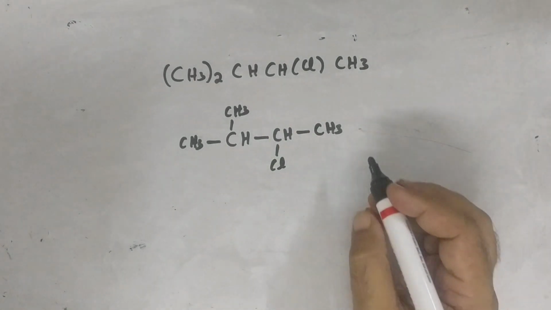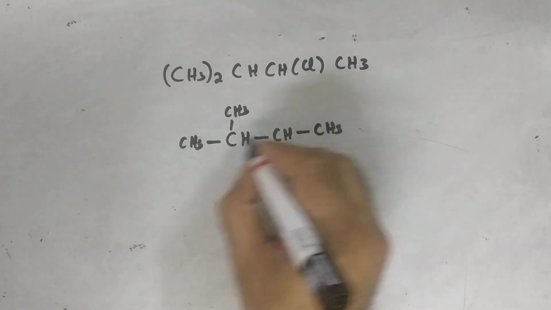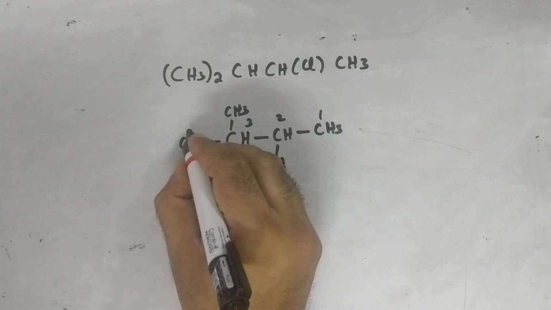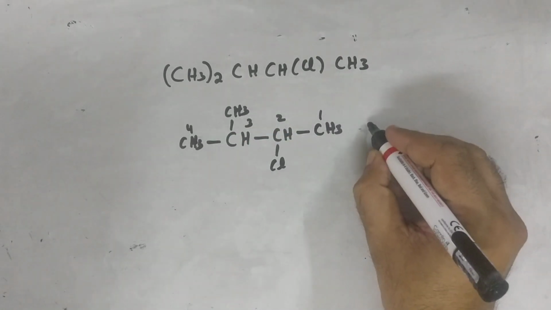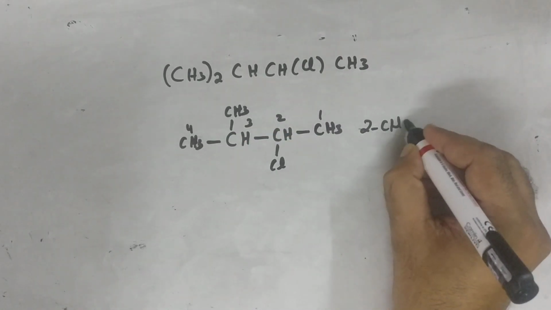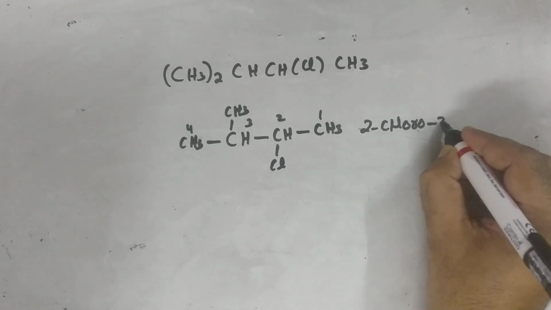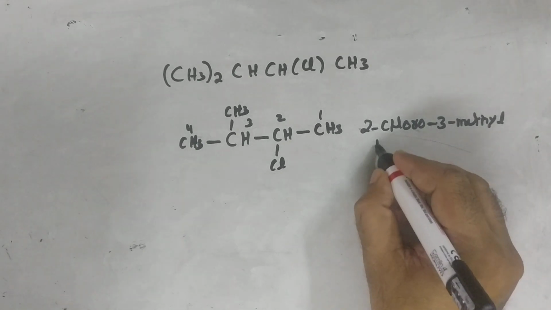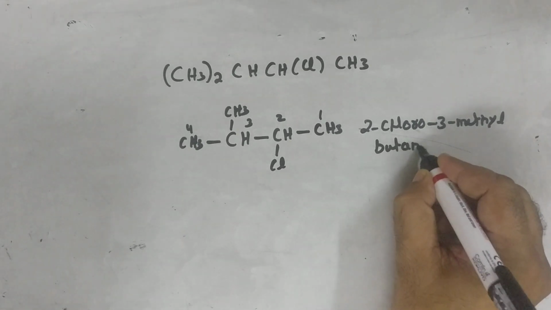Let's name the compound. So its numbering will be, this is a long chain. Numbering will be from here 1, 2, 3, 4. So its name will be 2-chloro-3-methylbutane, and it is an alkyl halide, haloalkane, of a secondary variety.